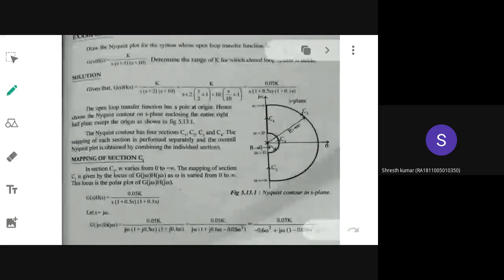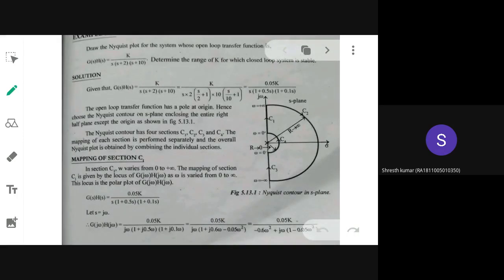Okay, so whatever points you are having for S, you are going to map on the G of S into H of S plane, that is the F of S minus 1 plane. And then you are going to check how the point minus 1 plus j0 is encircled, how many times, and you have to relate that number of encirclements to the location of poles and zeros in the right half. Then you will discuss system stability and you will decide what is the range for K. Okay, so that is the procedure for discussing system stability with the help of the Nyquist stability criterion.